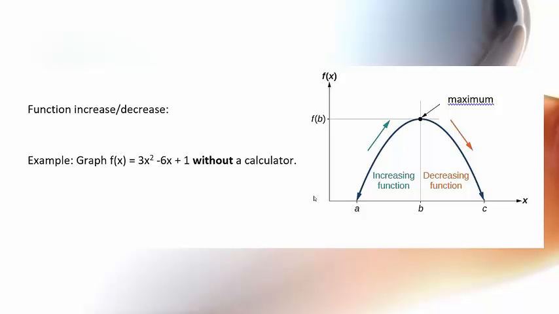But when you do intervals of increase, decrease, you always use x values to state those intervals. So you could say the slope is positive between A and B, and the slope is negative between B and C. In this case, our vertex is a maximum.